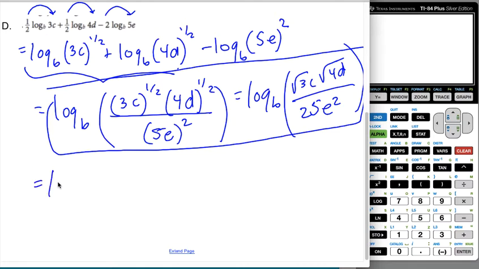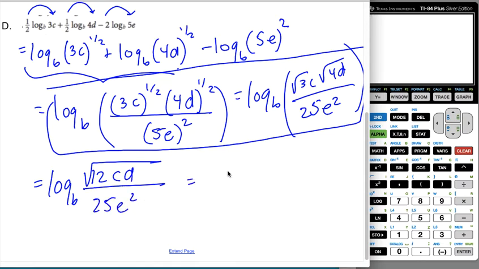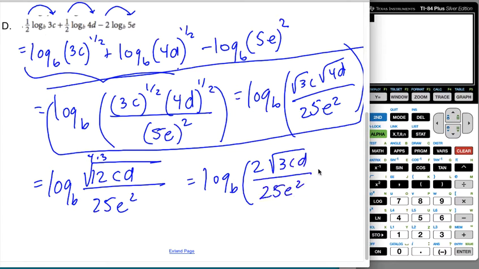So you could make this a log base b of the square root of a 12 CD all over this 25e squared. That's also right. You could yank a 4 out of that because this is a 4 times a 3. So you could also make it this 2 root 3 CD all over 25e squared. All of those are right, right?